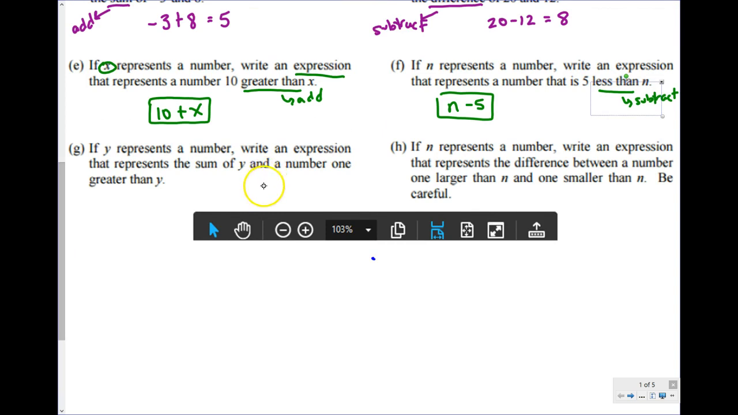If y represents a number, write an expression that represents the sum of y and a number 1 greater than y. So I'm looking at this phrase sum. So sum means to do what? It means to add, right? But add what? The sum of y and. This word and signifies where you're going to put the plus sign. So I have y, so there's my y, and there's my plus, so y plus, and I'm going to split it up, and a number 1 greater than y. So that's 1 greater than y. I have to add, so I get 1 plus y.